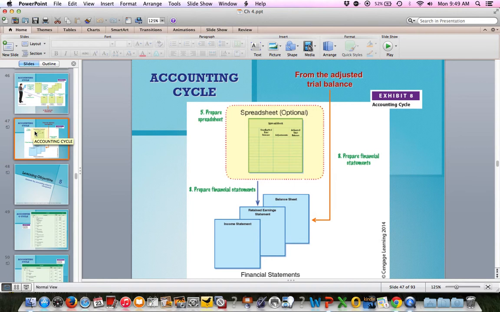Okay. So here then it says optional, step 5, prepare the adjusted spreadsheet. You don't have to do that. I'd recommend doing it. I always think it kind of gives you that visual that you can see how the numbers flow through better, and then also preparing the financial statements.